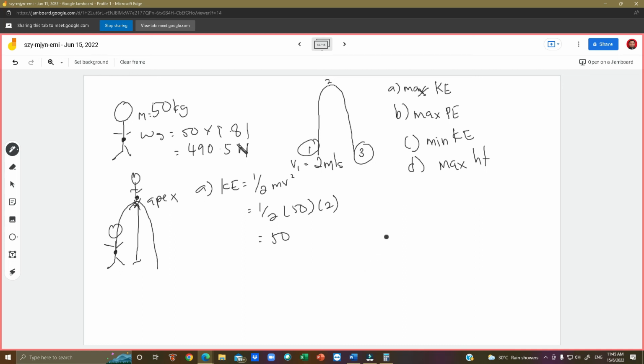Betul ke salah? Saya salah kira ni. Kan betul? Ada square. Square ke? Ada square. Lupa square. 200, half of it is 100. 100 joules. Okay, maximum KE.